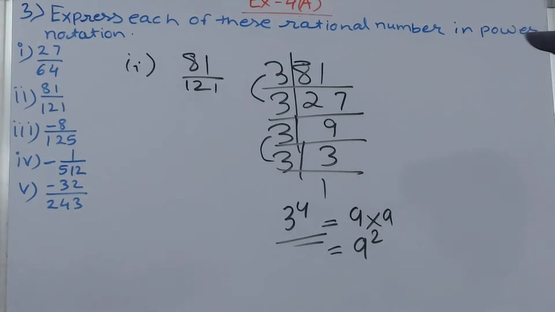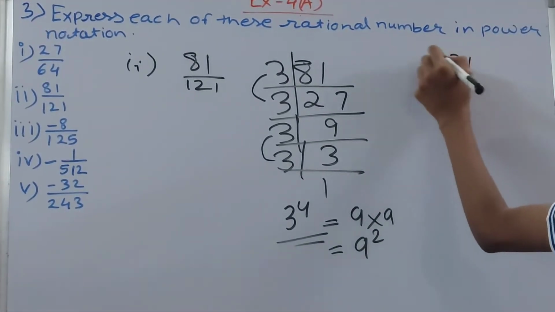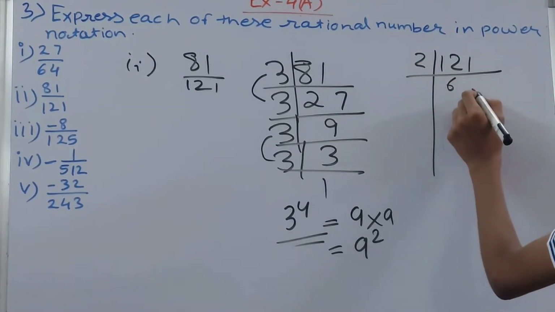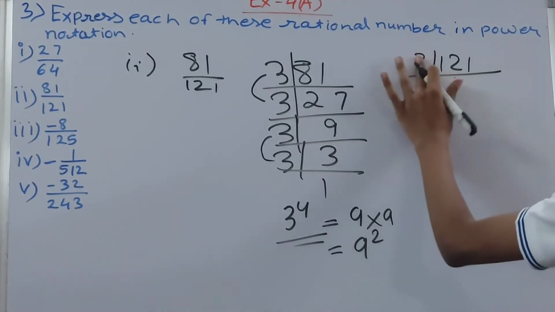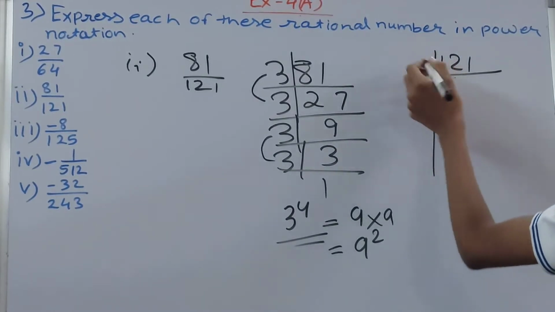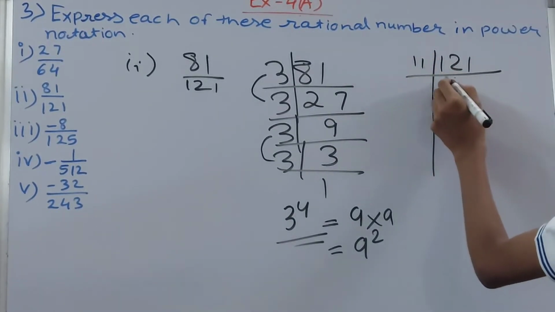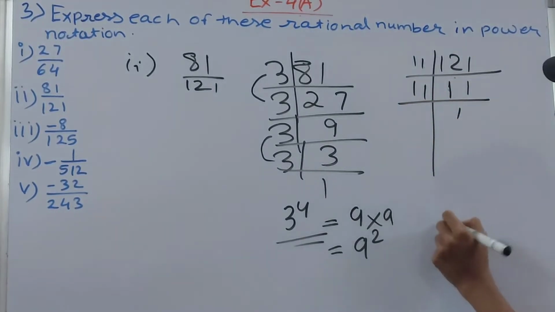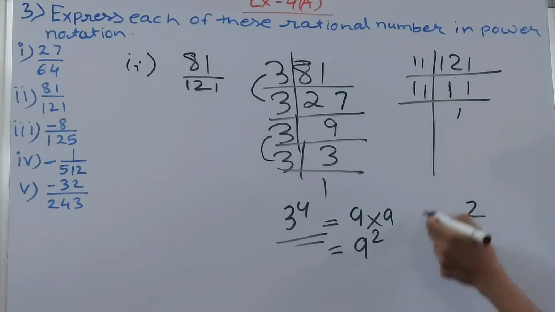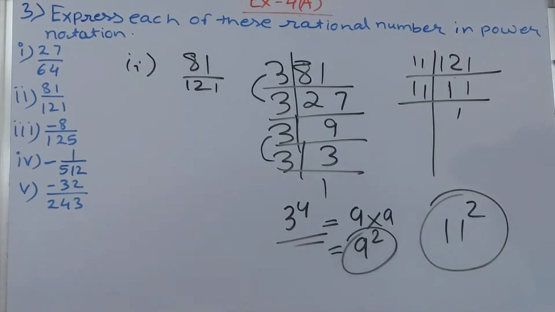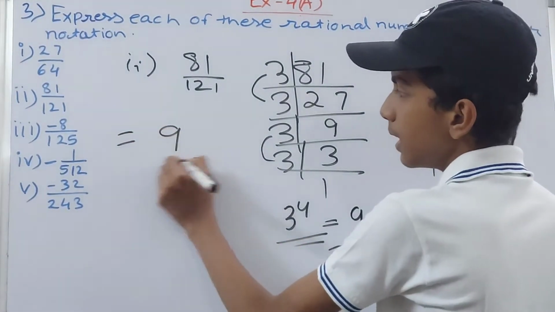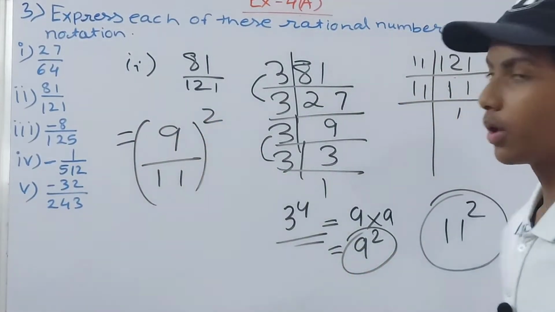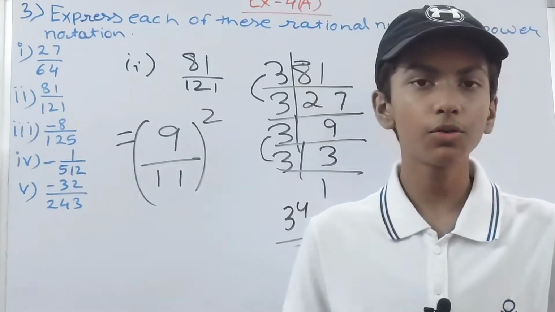And then we have 121 here, so let's solve this as well. Not by 2, I'll solve it by 11. So 11 times 11 is 121, again 11, so 1. So 11 square. So the powers are the same, so you can write it like this: 9 upon 11 in brackets, outside of it 2. So 9 upon 11 square. And now let's move on to the next part.